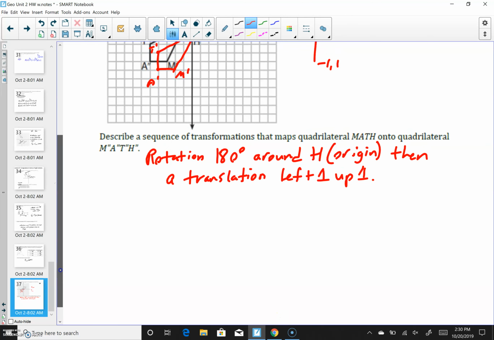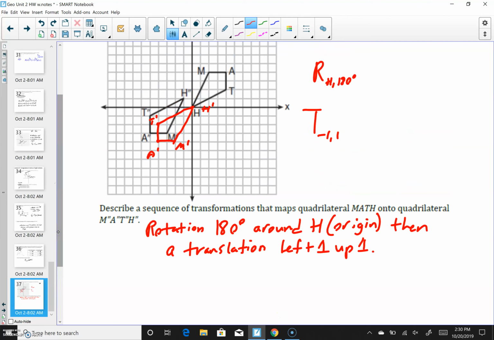If you wanted to put this into composition notation like I had started to before, you would have a translation of -1, 1, composed with a rotation centered at H of 180 degrees to MATH. So again, remember, you work from right to left, so that rotation has got to go first.